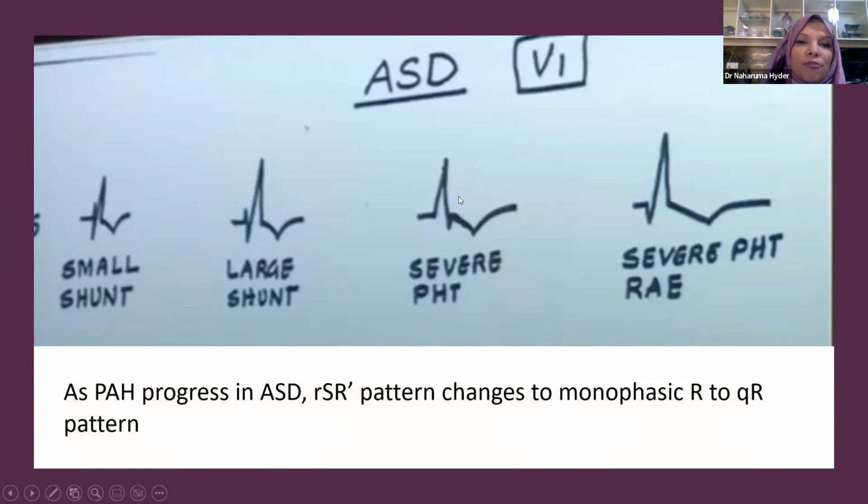And now this is monophasic with strain pattern. This is severe pulmonary hypertension. And now this is QR pattern with strain along with right atrial enlargement. This is most probably inoperable.